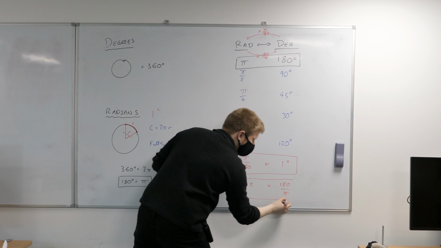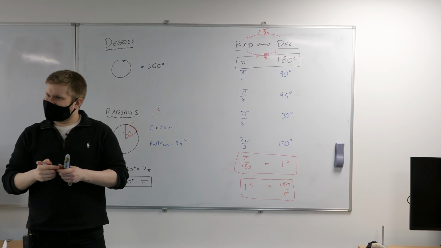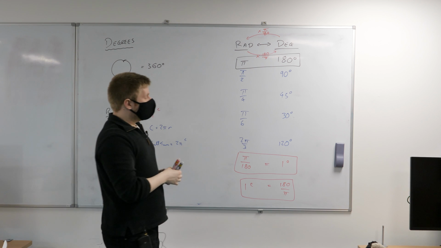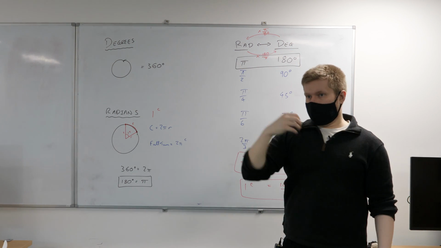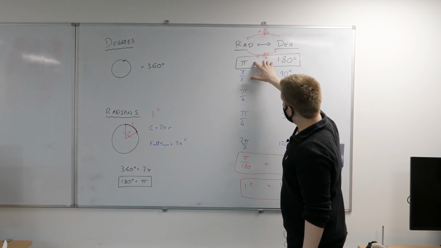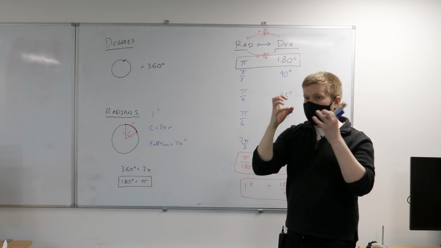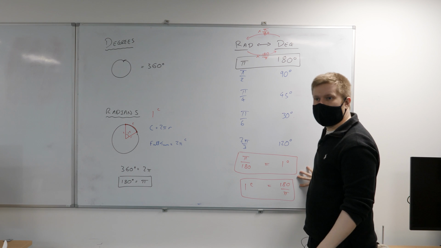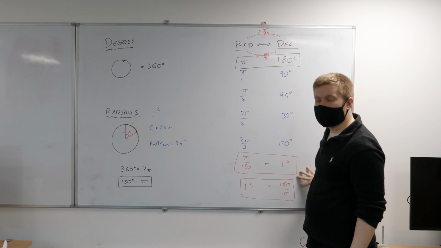So what I'm trying to show you there is how to get from degrees into radians, how to make that conversion. You can either just remember it, or how I personally tend to do it, is remember this relationship. Know that pi radians is 180 degrees, and then from that, you're able to get these two things, and you're able to work it out from there.